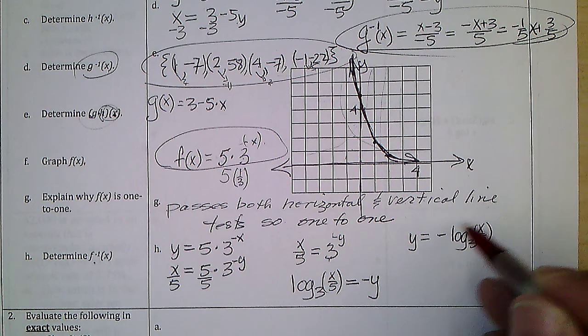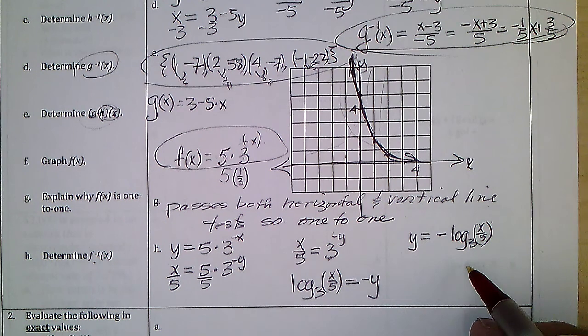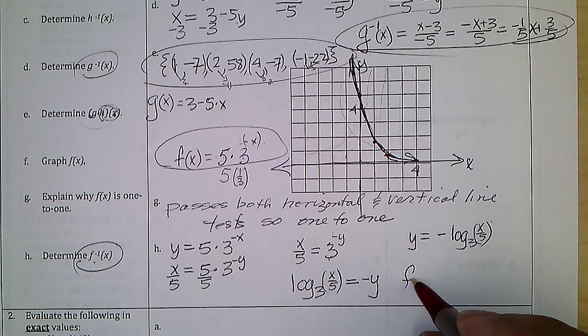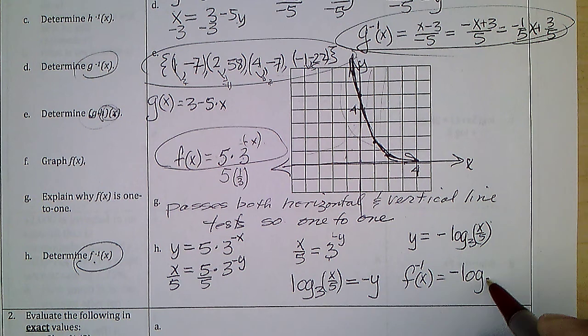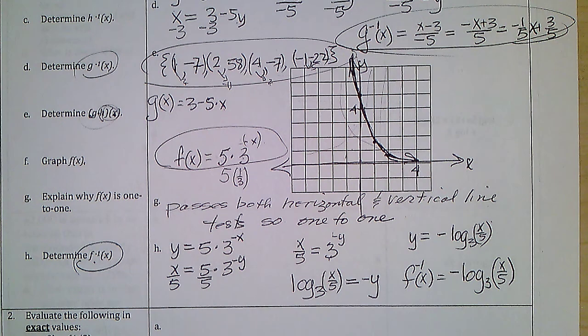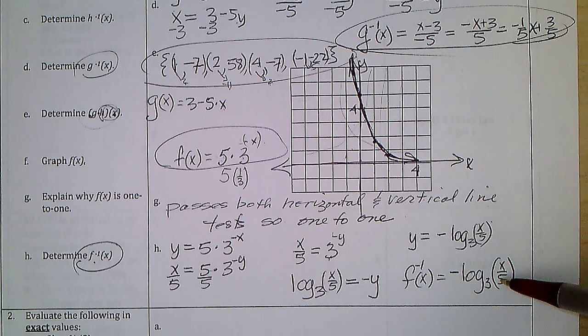A few people put the negative 1 up, which would flip this to be 5 over x, but you don't have to do that. Now we write it as the inverse. So f inverse of x is the negative of log base 3 of x over 5. Now if you wanted to graph that in the calculator to see it, you would type in negative log base, say 10, of this divided by log base 3.